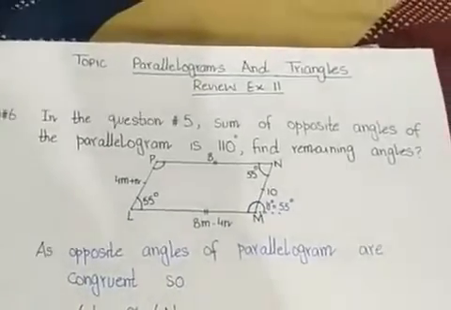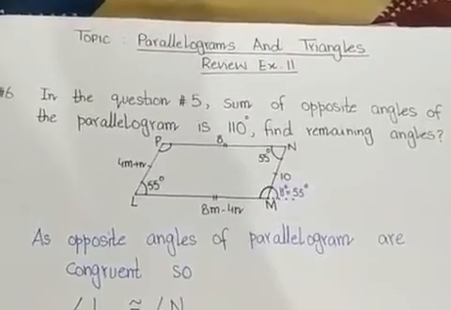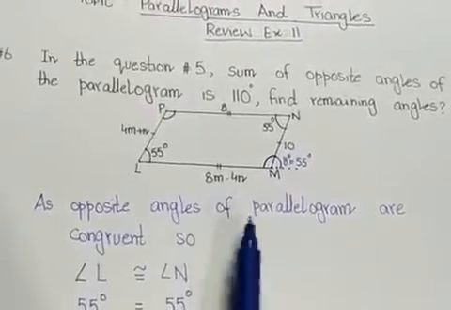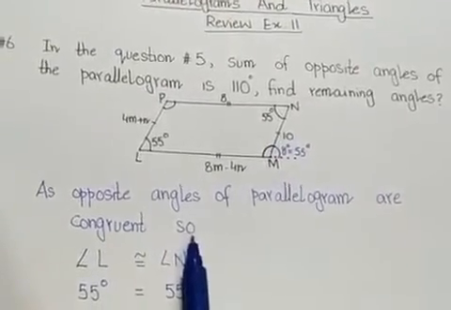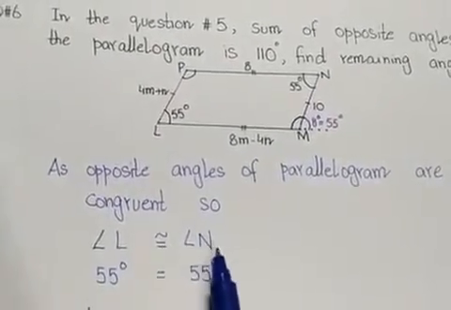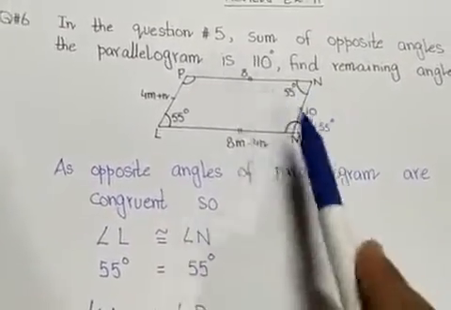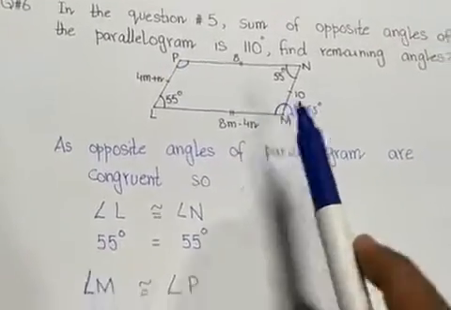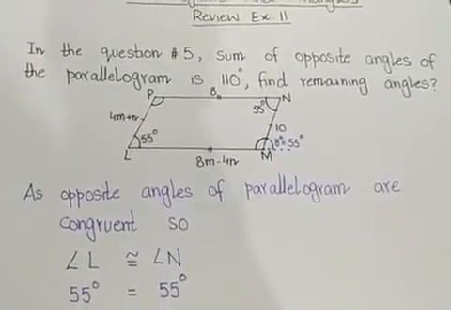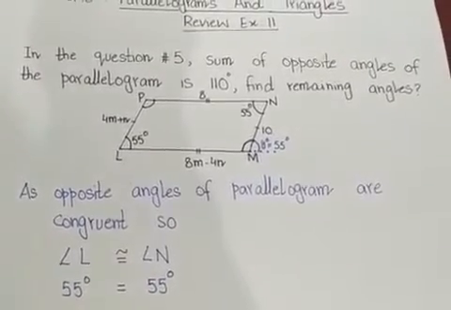Here you can see I have written the question and drawn the diagram again. Now we are talking about the angles, so the statement will come as opposite angles of parallelogram are congruent. So angle L is congruent to angle N. Here angle L is congruent to angle N. 55 is congruent to 55. Clear? Now the second is angle P is congruent to angle M. Angle M is congruent to angle P. Again, you can see we don't have the value of angle M. So first of all, we will calculate the value of M.